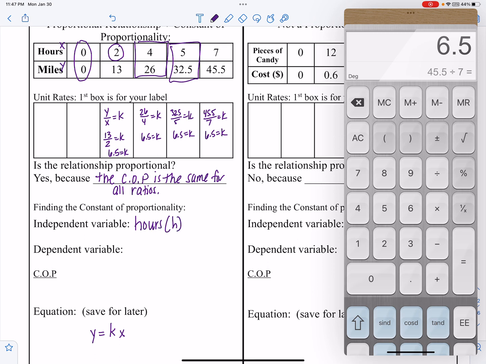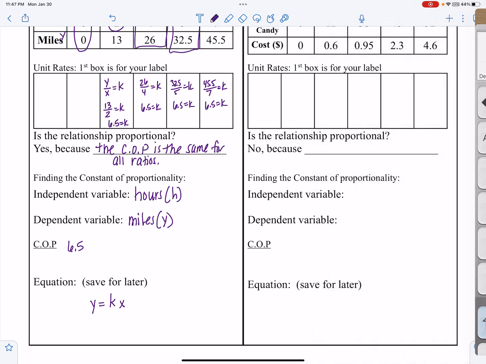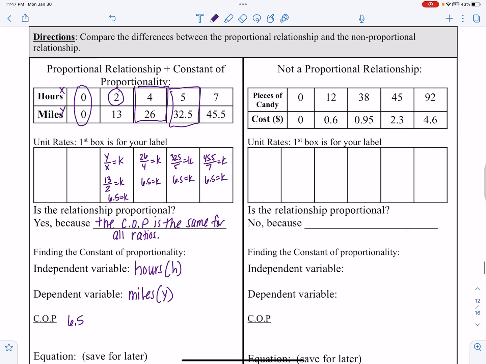And our dependent variable was miles. The miles depended on how many hours we went. And then our constant of proportionality was 6.5, okay? All right, let's go ahead and take a look at the next table over here.